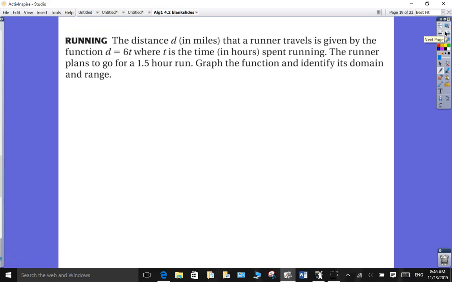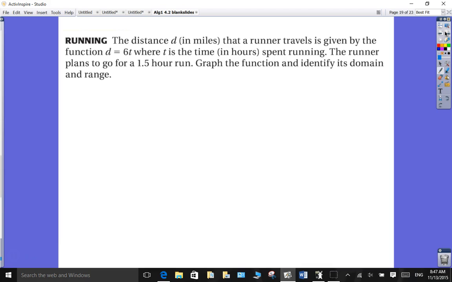So the distance d in miles that a runner travels is given by the function d equals 6t, where t is the time in hours spent running. The runner plans to go for a 1.5 hour run. Graph the function and identify the domain and range.